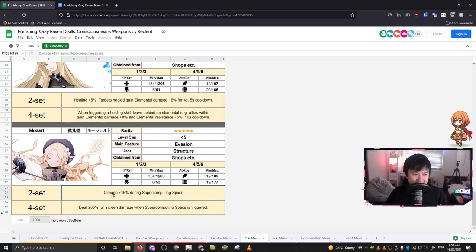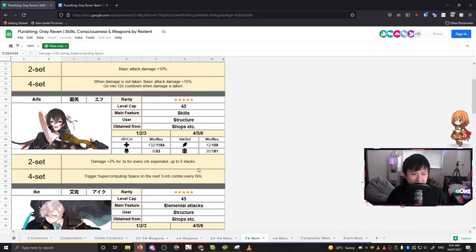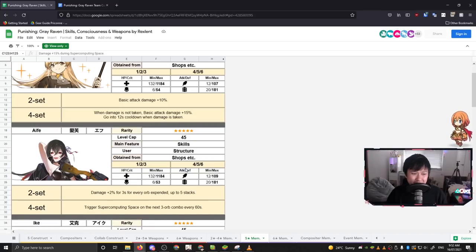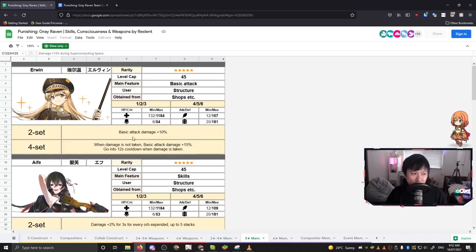Mozart technically is pretty decent, like damage plus 15% during supercomputing space, which is your bullet time. However, if you're trash at dodging and you can't get bullet time, then obviously you don't run Mozart. Honestly, I think a lot of the other ones are really good because they don't have conditionals attached to them. For example, you've got Erwin, 2-set basic attack damage plus 10%. That's already really good.